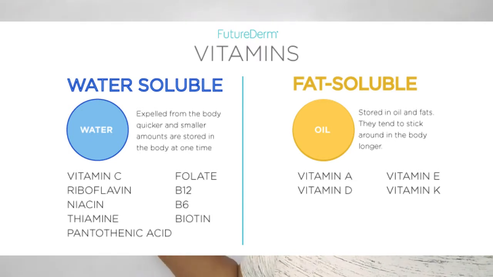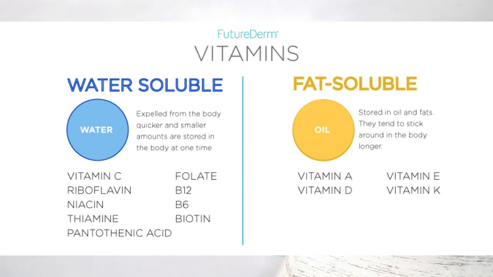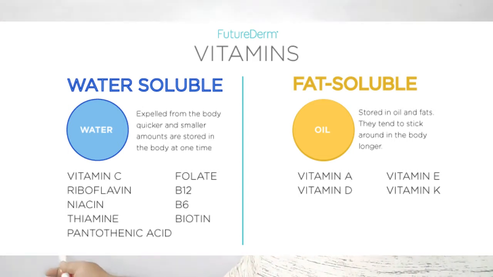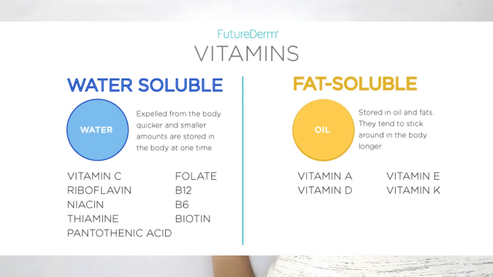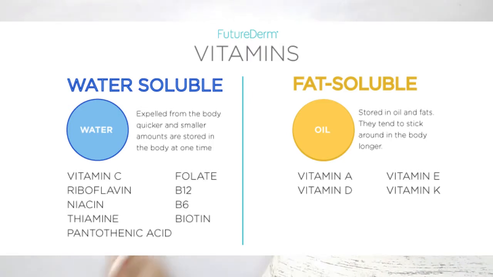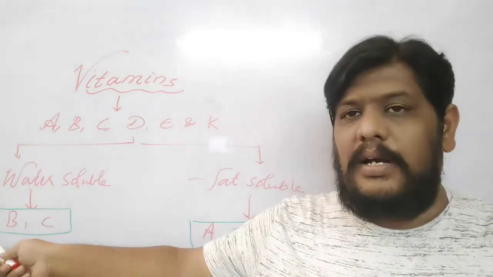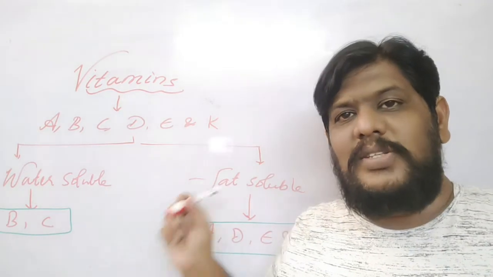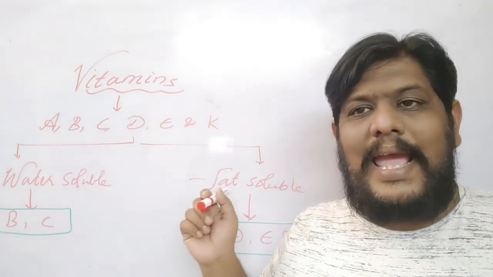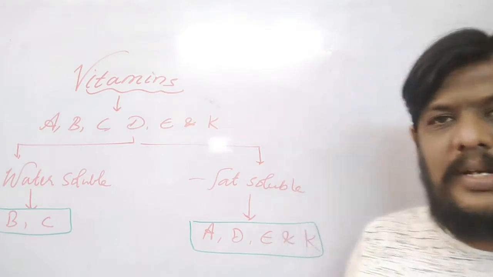All these vitamins can be divided into 2 categories: water soluble and fat soluble. That means 2 of the vitamins are soluble in water, and 4 vitamins are soluble in fat. Here the water soluble vitamins are B and C, and the fat soluble vitamins are A, D, E and K. Is it clear, children?